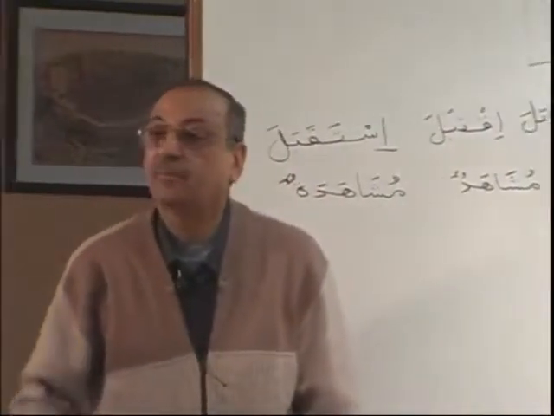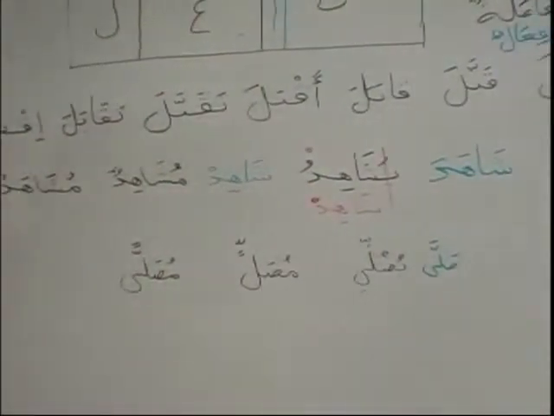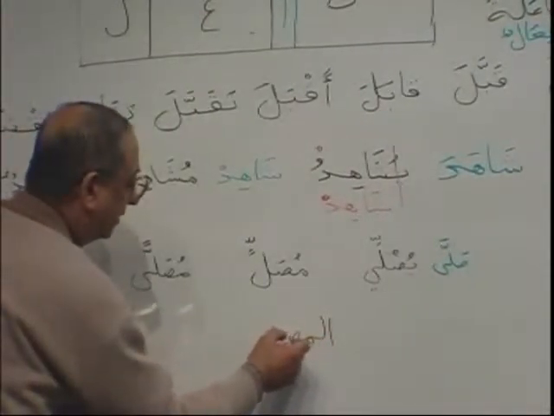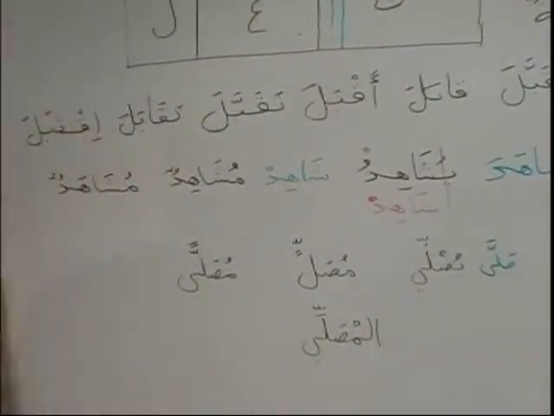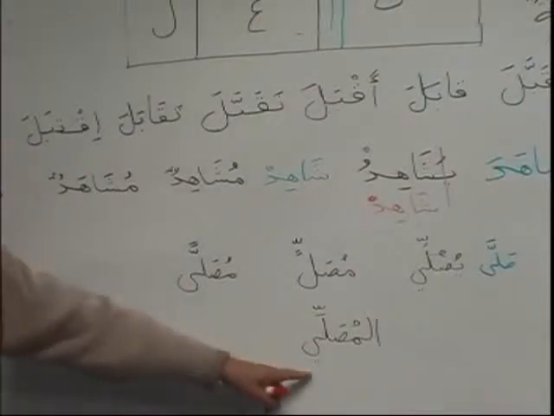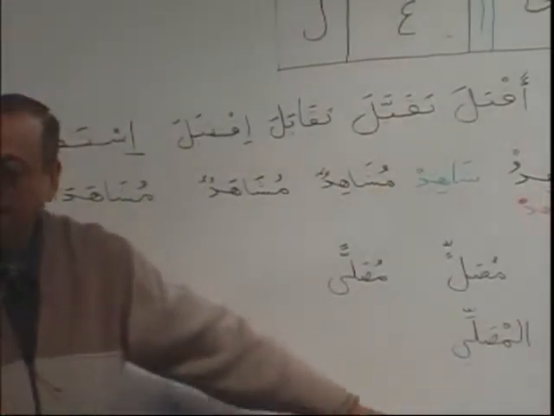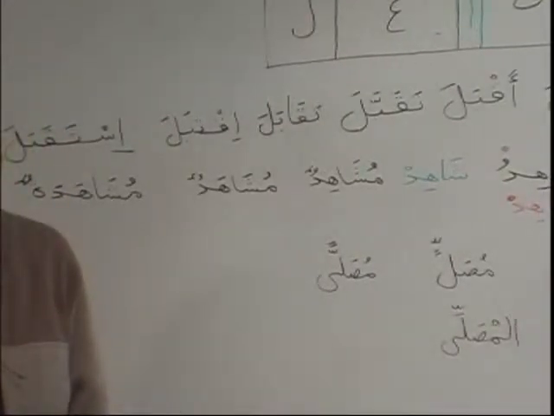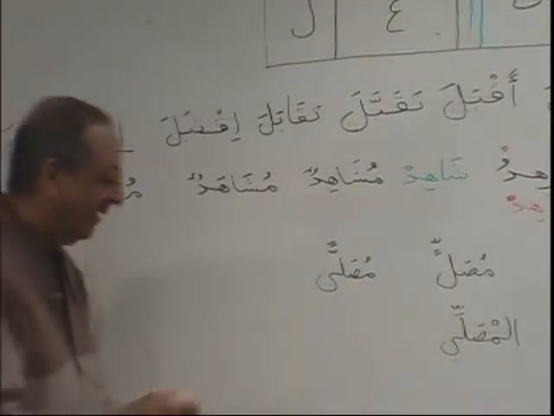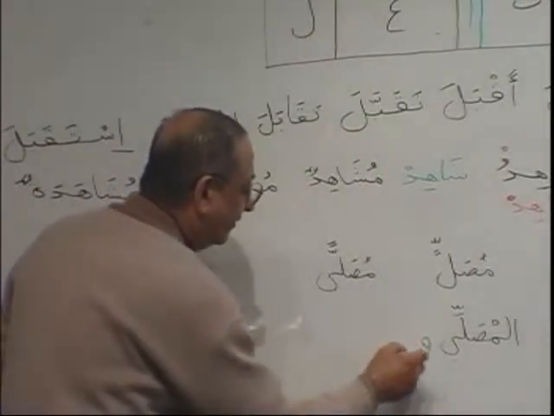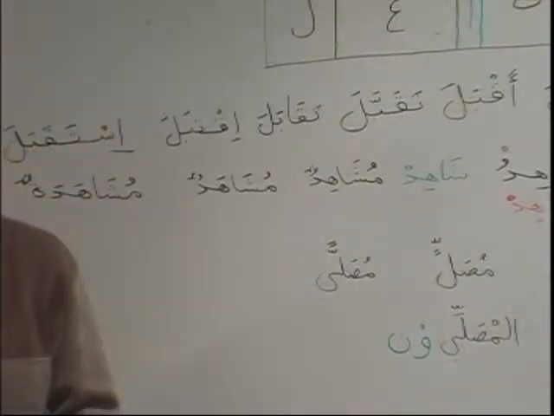Musallin is the person who performs the prayer. If you put Alif Lam, what will it become? Al Musalli. Are you with me? Then the Ya will come out because you put Al there. Musallin and then Al Musalli. Make it into Jama Muzakkar Salim. Musalluna. Wow and Noon, brother. So what will happen now? Wow came, so this Kasra will change into Musalloon.